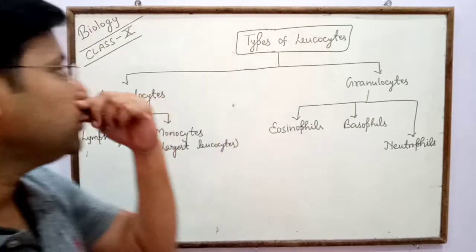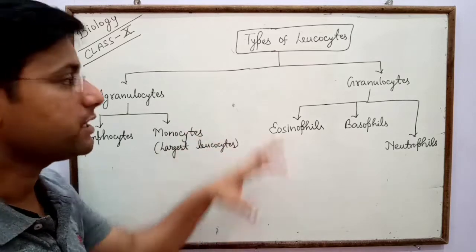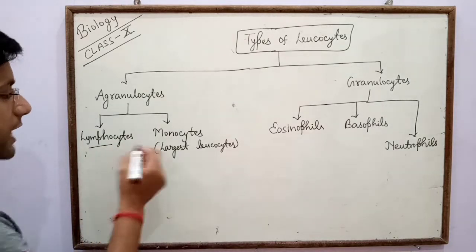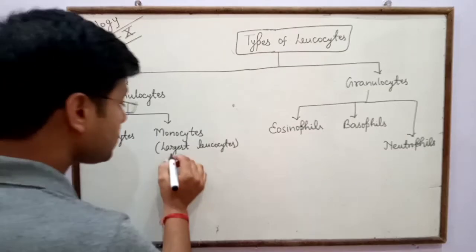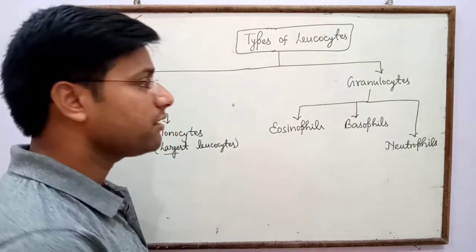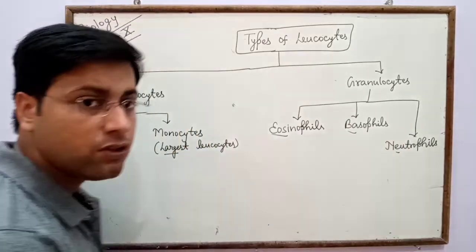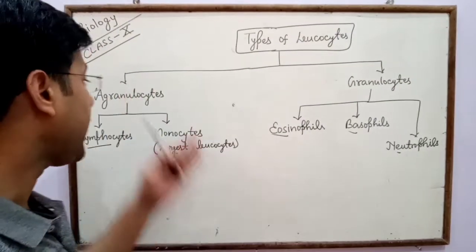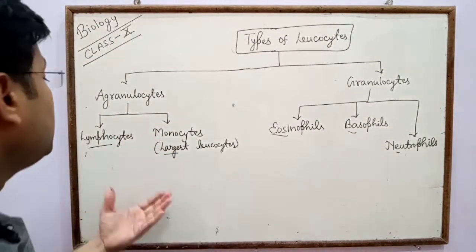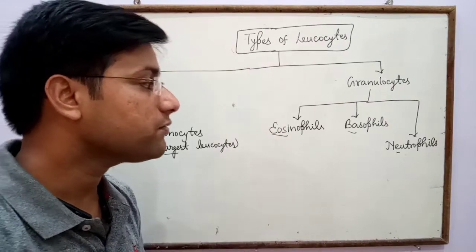Now about types of leukocytes. There are two types of leukocytes: agranulocytes and granulocytes. In case of agranulocytes, there are two types, that is lymphocytes and monocytes. Monocytes are the largest leukocytes. In case of granulocytes, there are three types, that is eosinophils, basophils and neutrophils.